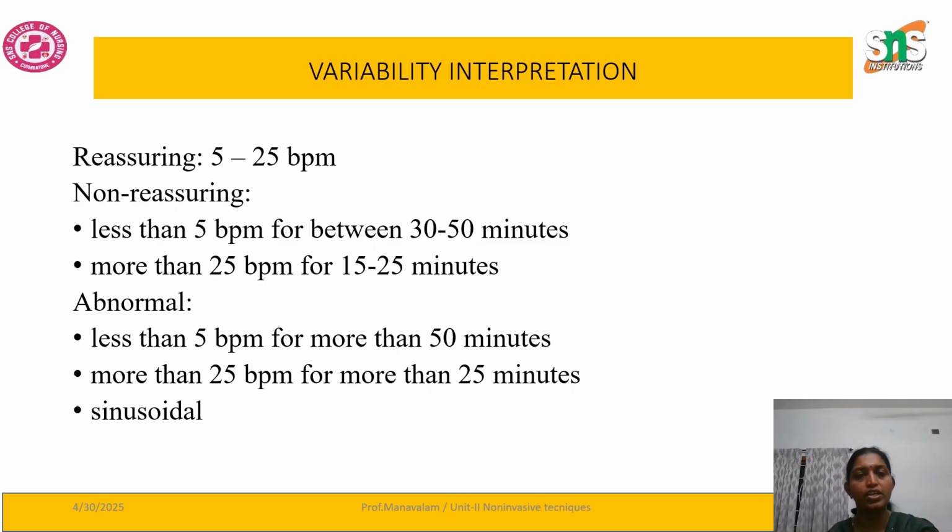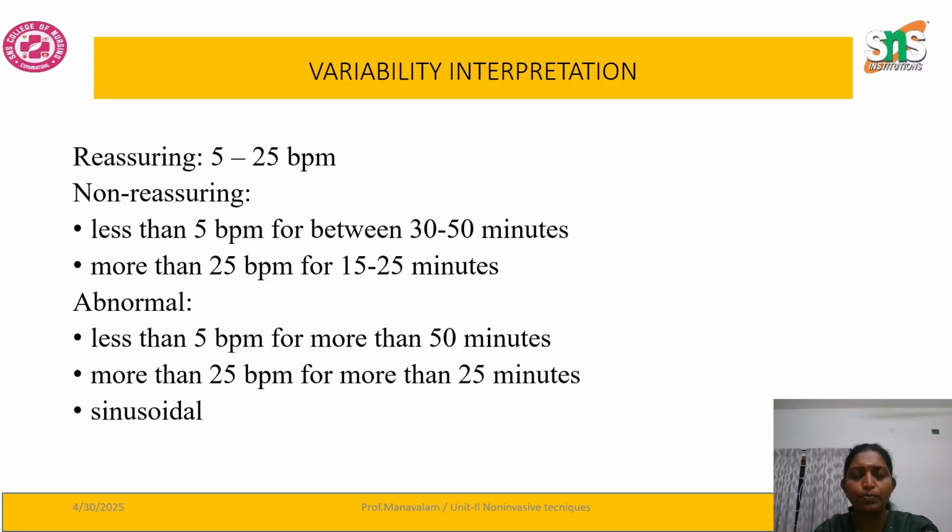First, reassuring: the baseline variability is between 5 to 25 beats per minute. In the case of non-reassuring, it may be less than 5 beats per minute for between 30 to 50 minutes, or more than 25 beats per minute over a period of 15 to 25 minutes. In the case of abnormal, less than 5 beats per minute present for more than 50 minutes indicates it is abnormal.